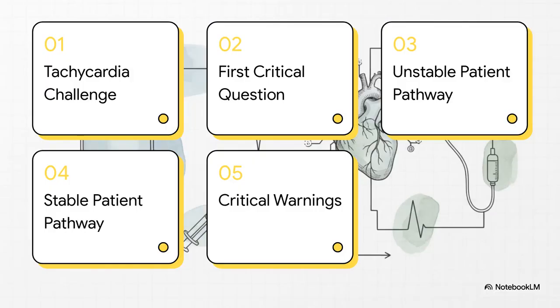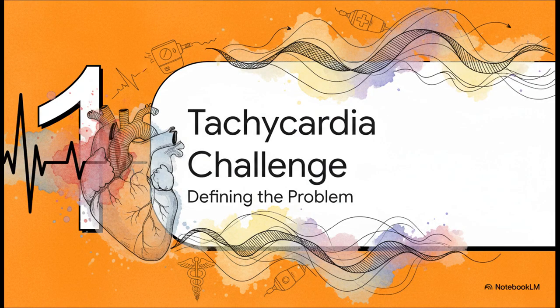So here's how we're going to break it down. We'll start with the tachycardia challenge itself. Then we'll hit the single most important question you have to ask. From there, we'll explore the path for an unstable patient and then the path for a stable one. And finally, we'll cover some really critical warnings and special cases you just can't forget. All right, first things first, let's really define what we're dealing with.